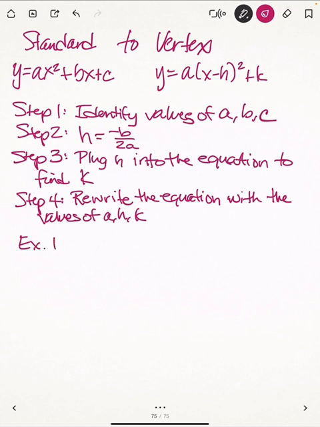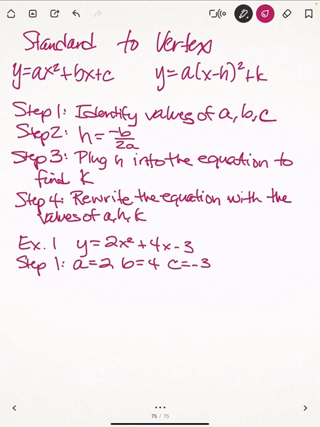All right, example number 1, our equation will be y equals 2x squared plus 4x minus 3. All right, so step 1 is to identify our A, B, and C. So we're going to say A is equal to 2, B is equal to 4, and C is equal to negative 3. All right, make sure if it's negative, guys, you keep the sign. And just like we did with quadratics, we only are concerned with numbers. We don't want the x's.